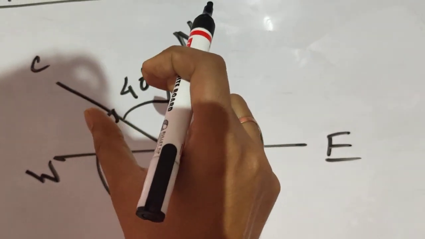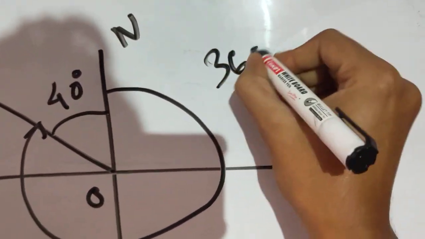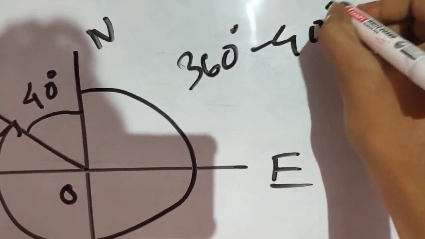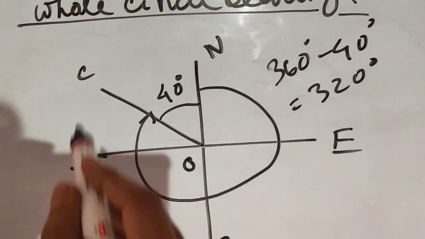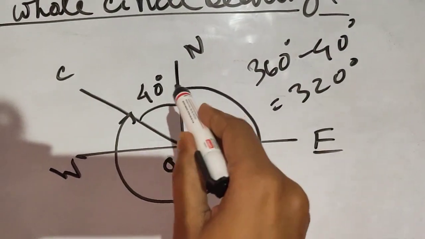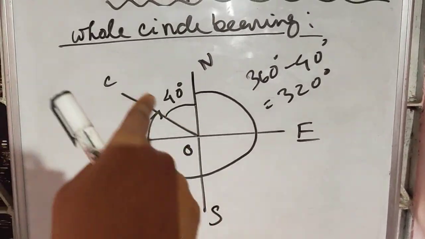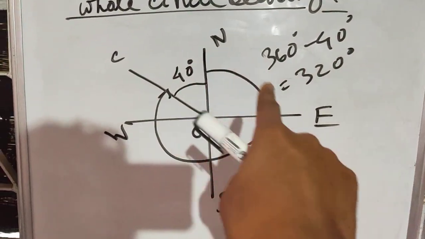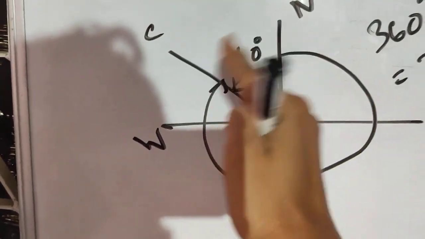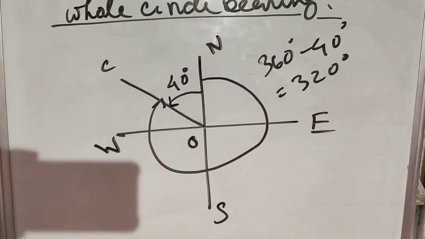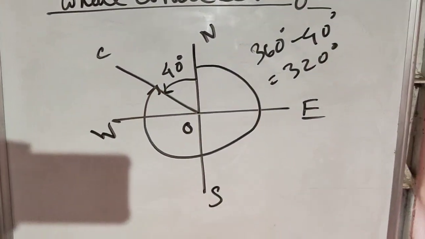So 40 degree will not be the bearing. Bearing will be 360 degree minus 40 degree. So ultimately 320 degrees is the bearing of line OC in whole circle bearing method. So this whole angle is 320 degree. That is the bearing of line OC because it is measured in clockwise direction. This cannot be considered because this is in anti-clockwise direction. So the bearing of line OC is 320 degrees.